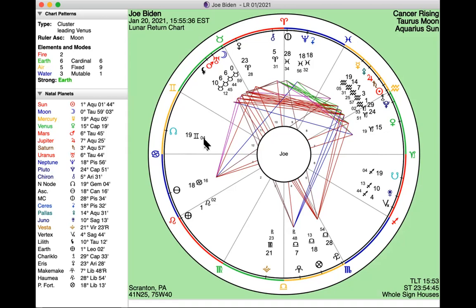And the square to the nodal axis marks a point of change of direction, and determining a new aim in life, which is already shown by sign, right? Because the nodal axis in transit is squaring by sign his native nodal axis, and is already shown in the fact that he became president. So his purpose in life has changed significantly.